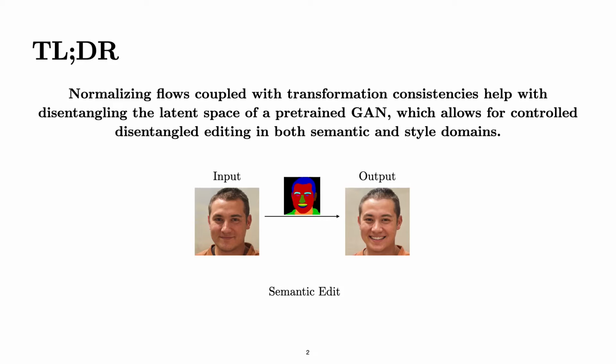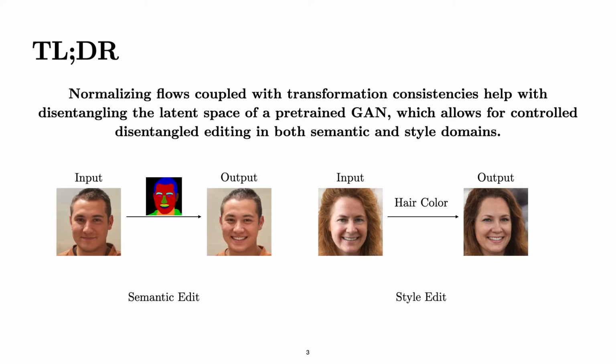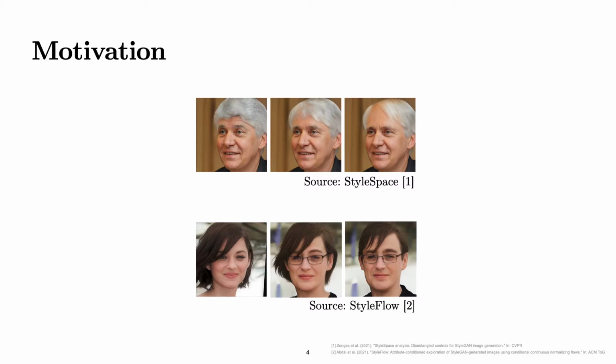As seen, given an input image and an edited semantic mask, we can generate an output image that is consistent with the edited semantic mask. For example, here adding a smile. Our method's generated image also preserves the identity of the input image. Our model can also apply fine-grained style edits like changing hair color, for example from blonde to brown, as shown by the example on the right. To the best of our knowledge, our model is the first to enable fine-grained semantic and style edits in the same framework.